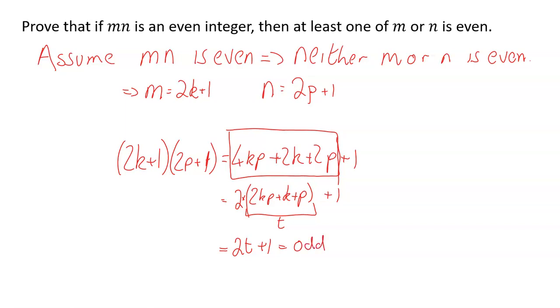So what I've actually done there is contradicted the contradictory statement I made by assuming that m times n is even, and neither of them are even. I've actually proven that it's odd. So I've contradicted my contradiction, therefore my original statement is true. I've proven what I wanted to prove by proving that it not being true is not true, if that makes sense.